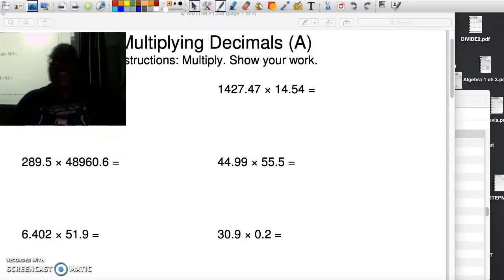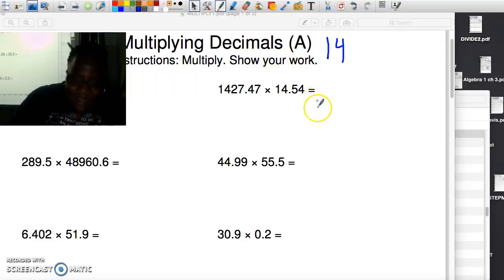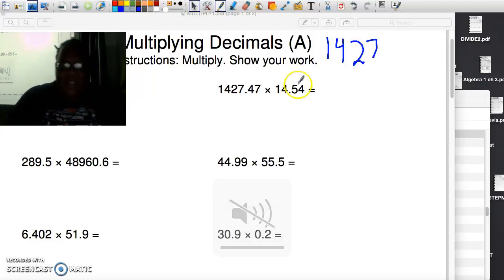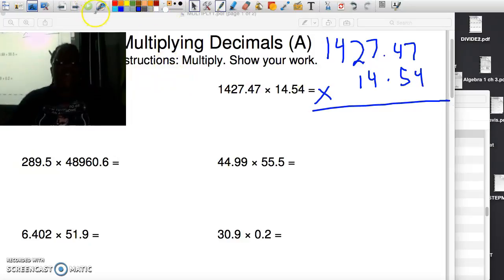Here we go. So we're going to start with this first problem right here, for those who are working on the multiplying decimals for their homework. I'm going to start with your first problem, which is this side. So I have 1, 4, 2, 7. Let me turn the music off before YouTube bans me. 1,427.47 times 14.54. Here it is.